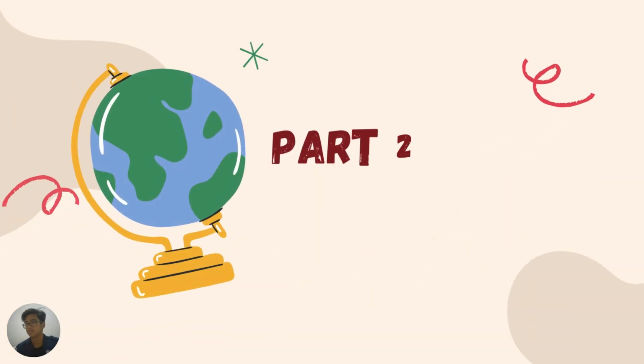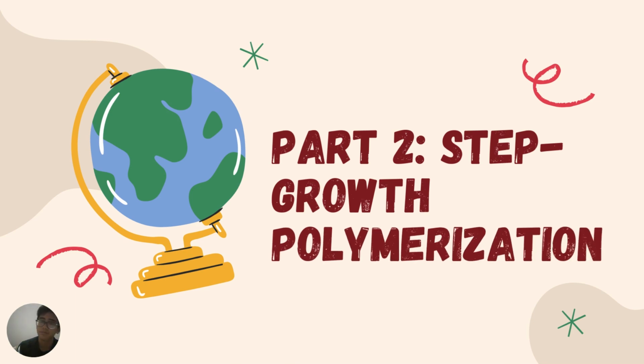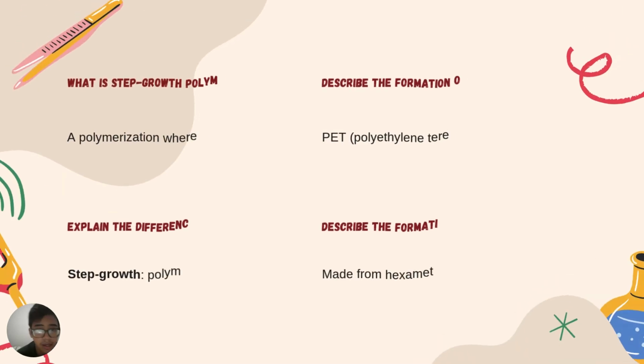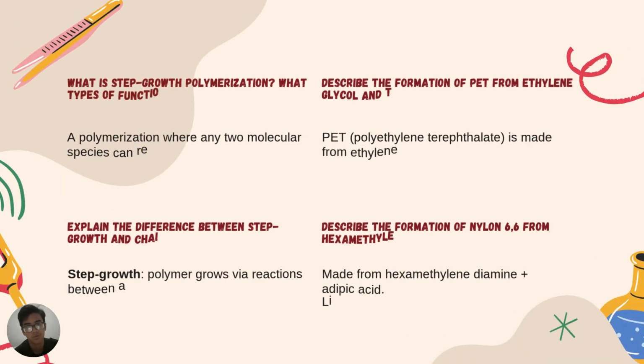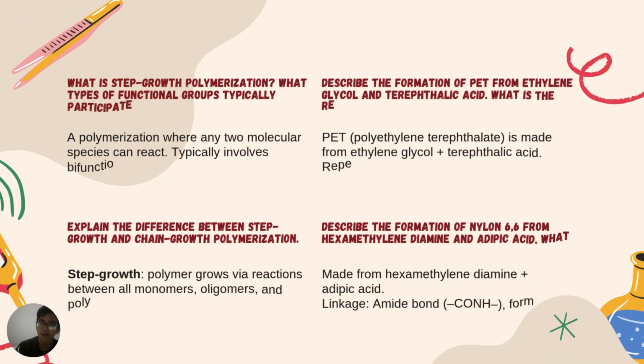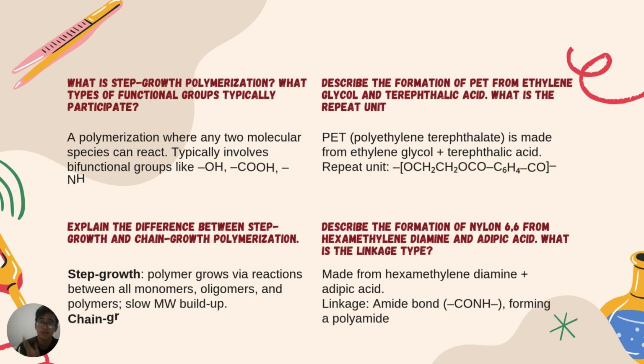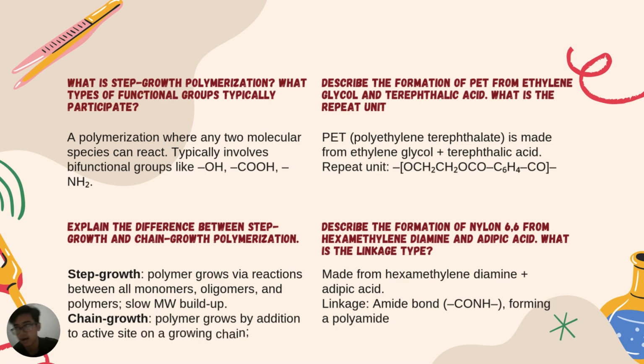Now, for the second part of the model, which is step growth polymerization. Okay, so we can move on to the first question, being this step growth polymerization. What is it exactly? It is a polymerization where two molecular species can react, typically involving functional groups like hydroxyl, carboxyl, and amine. And there's a second question which asks to explain the difference between step growth and chain growth.